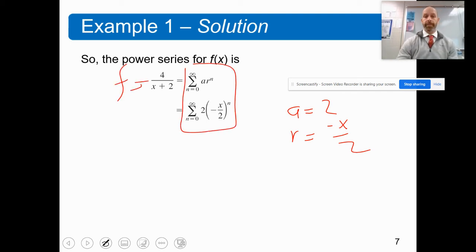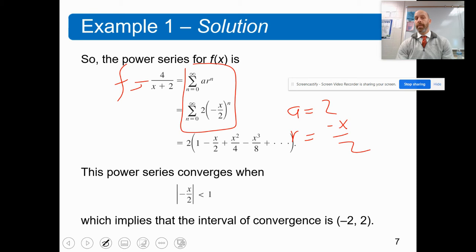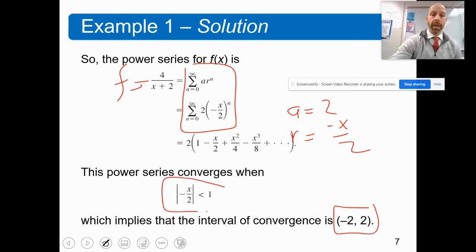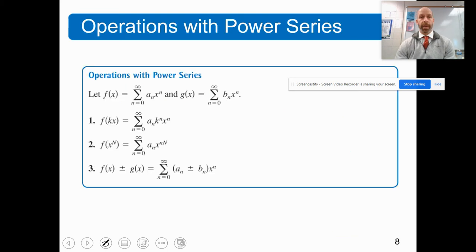Here's our f of x. That is the power series. We can write it in expanded form, which would look like this, by just starting with 0 and plugging in values for n. And we also need to make sure that we have the absolute value of our r value being less than 1. So our interval of convergence here, once you solve this inequality, is centered at 0, and we can go from -2 to 2, excluding the endpoints. That's our interval of convergence. So that's our first example.